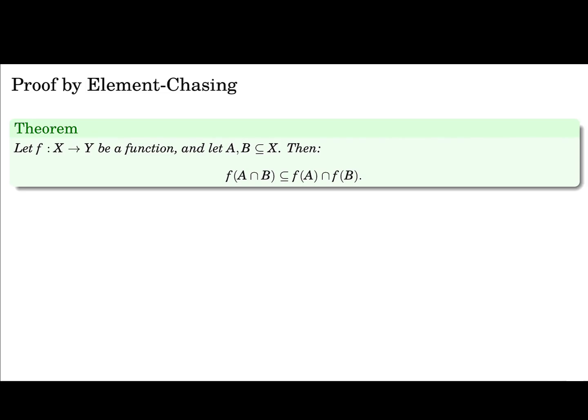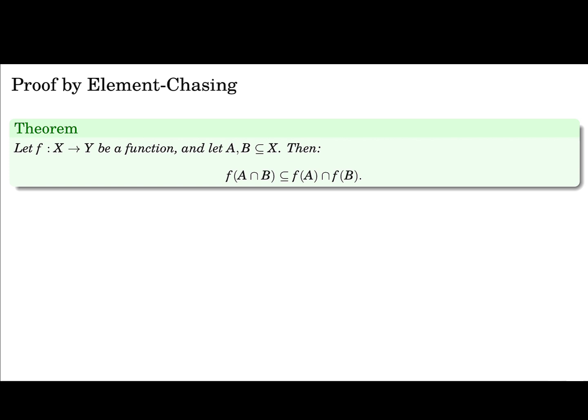In this video, we prove a basic set identity involving functions. Let f be a function from domain X to codomain Y, and let A and B be subsets of the domain X. Then it is always true that the image of A intersection B is contained in the image f of A intersection with the image f of B.